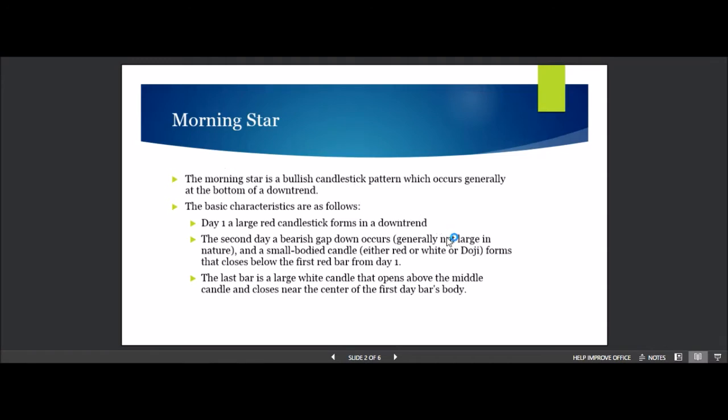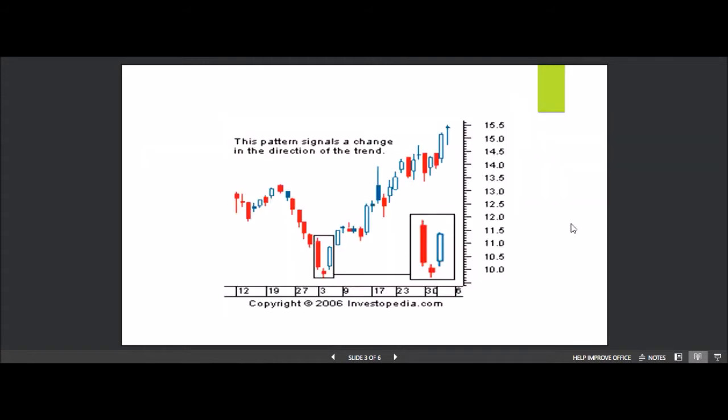So there are 3 candles involved in this specific pattern. You don't really know if there's a possibility of this forming until after the second day, and you don't know for sure if it's formed until after the third day. Again, you have the large red candlestick on day 1. Day 2, you have a small gap down, and either a white, red, black, or doji candle forms that closes below the red candle on day 1. And then on day 3, you have a large white candle that opens above the middle candle and closes near the center or higher of the first day's body. Those are the 3 characteristics. Now this will make more sense as we go into some examples.